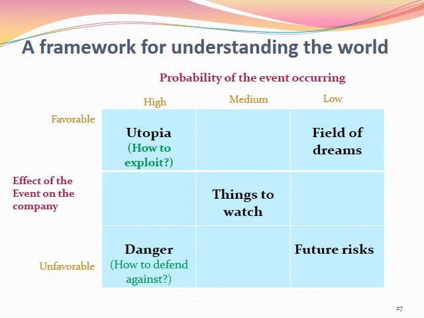This is another model to understand the world right now. Here on the horizontal axis I provided the probability of the event occurring, and here you see the effect of the event on the company. The effect can be either favorable or unfavorable. Probability of happening means whether the event will happen or not. High means high probability.